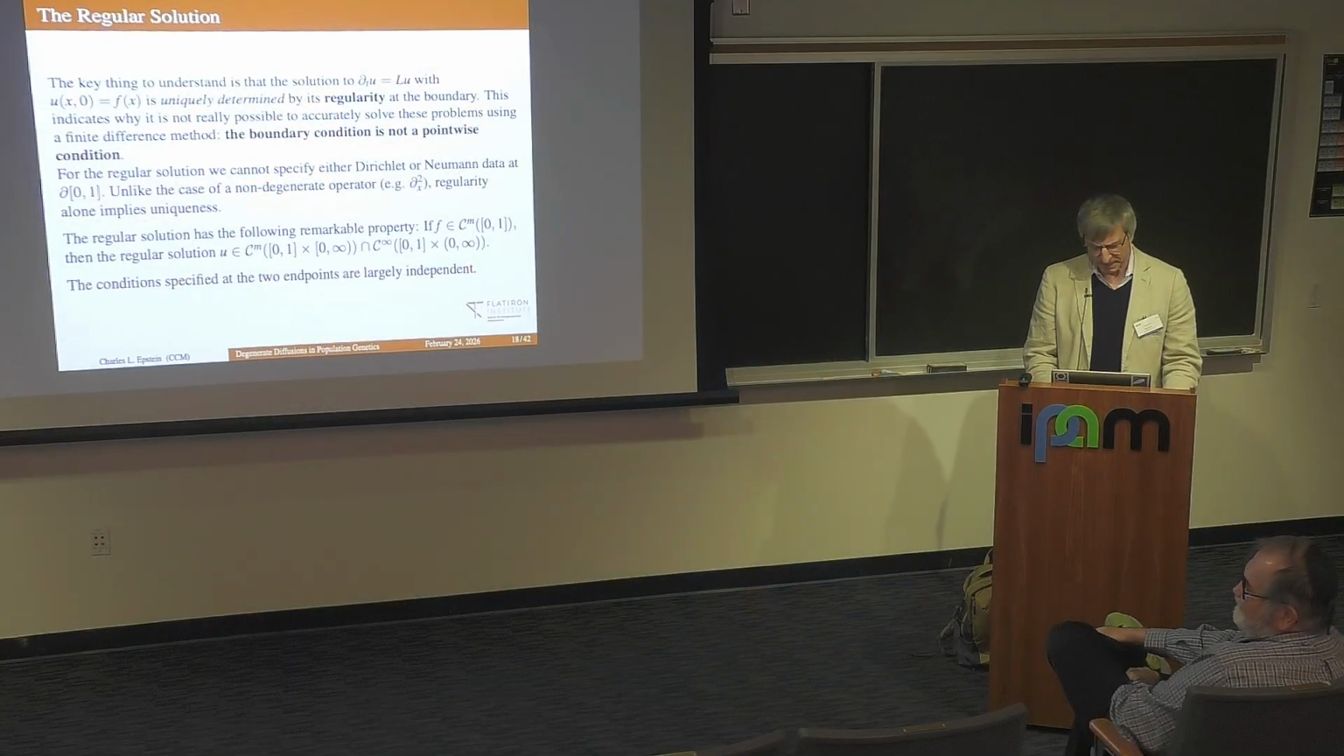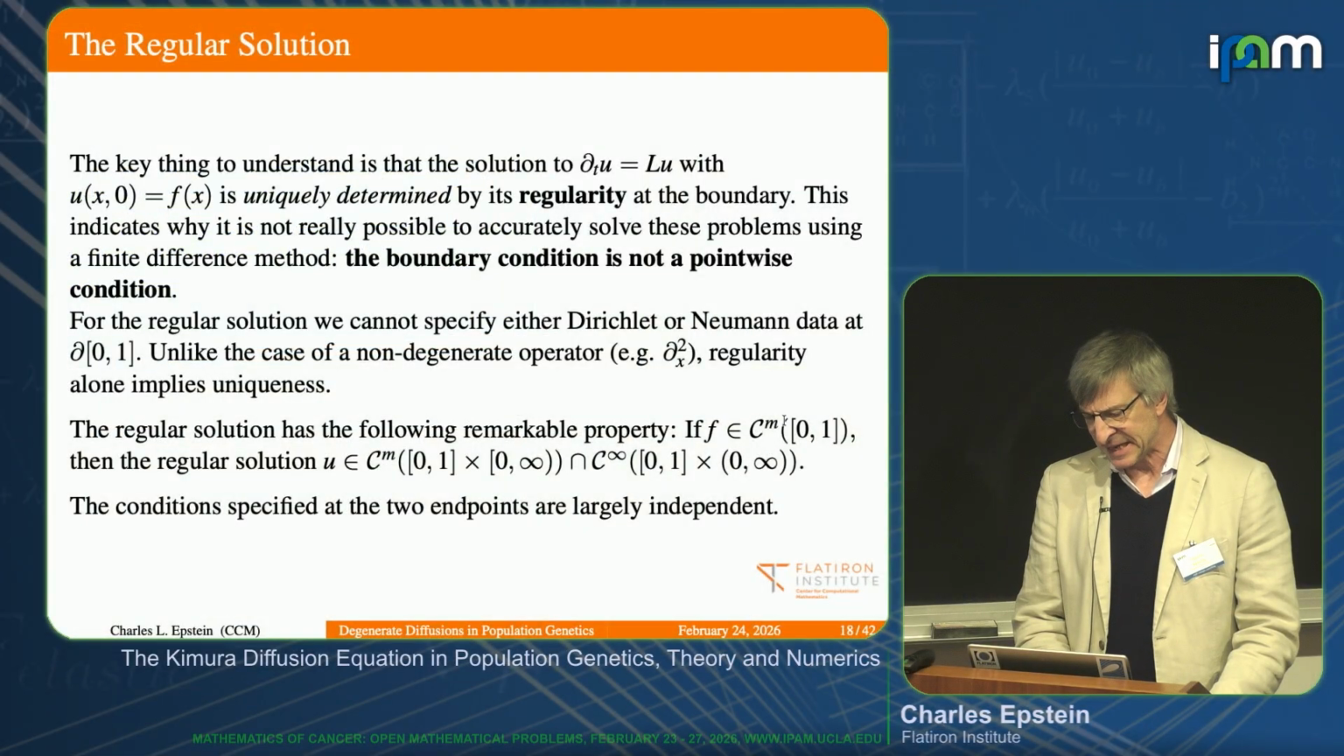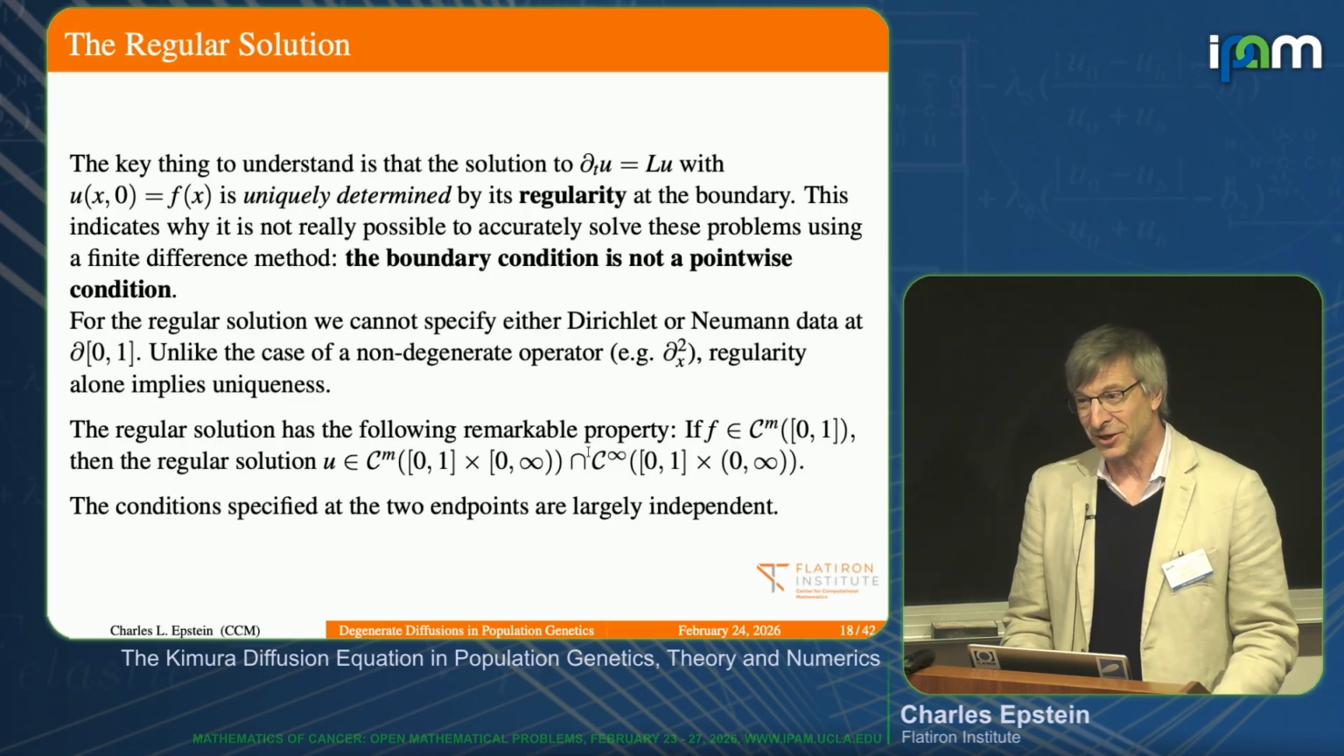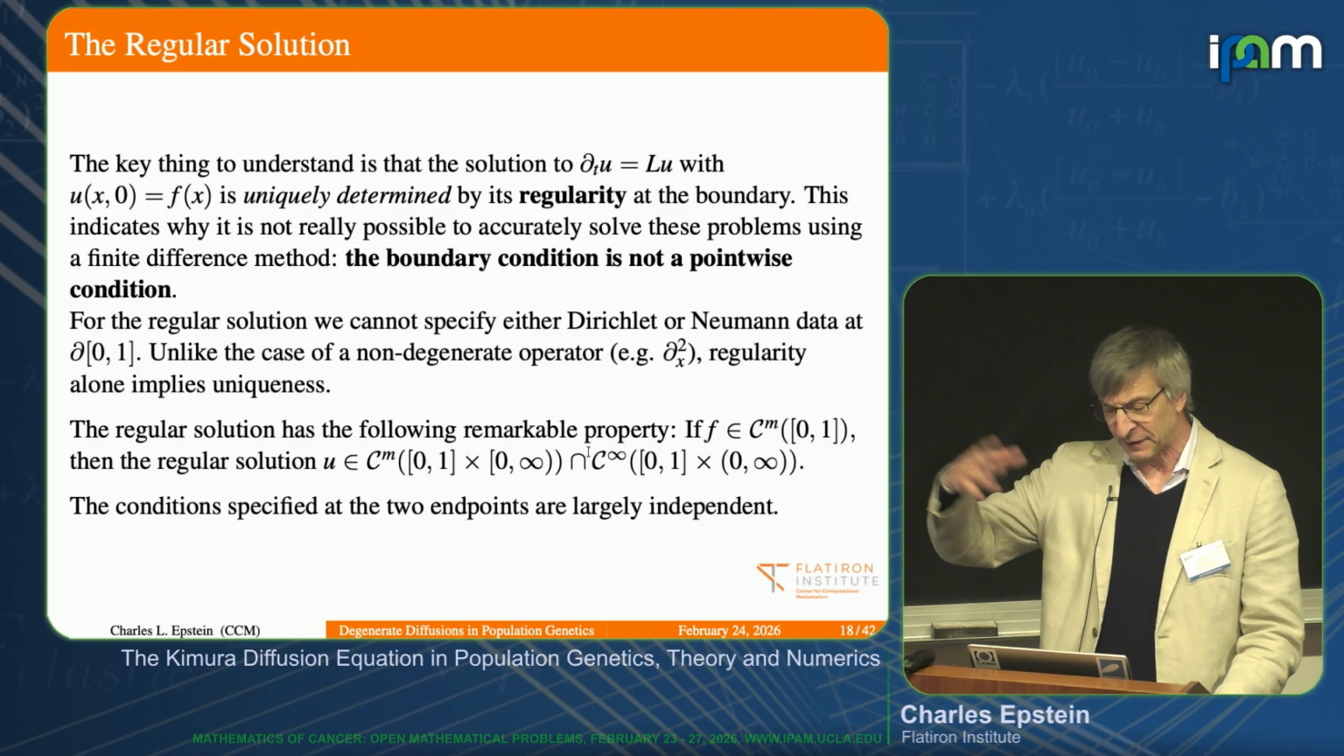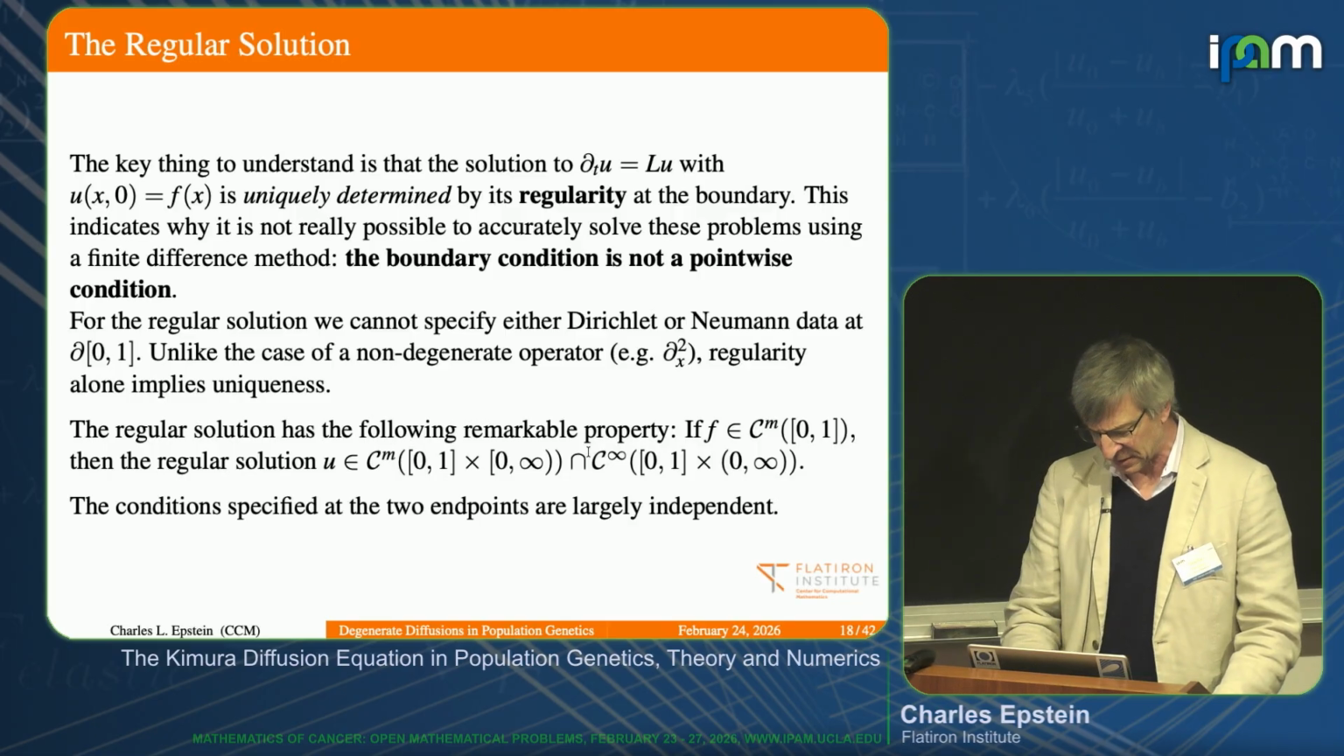Okay, so the regular solution also has some remarkable properties. It has the following amazing property: if you start with data that is Cm, it has m derivatives up to the boundary, then the regular solution has m derivatives uniformly in time up to the boundary, which is a very strange and unusual property, in addition to being infinitely differentiable as soon as the time is positive.